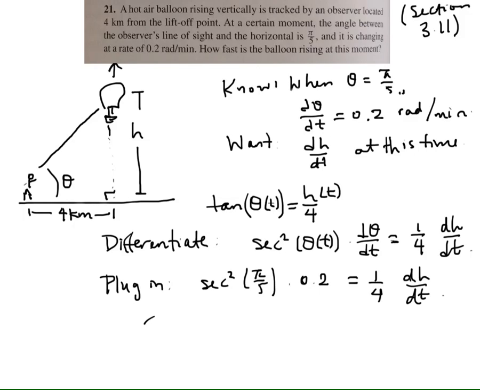So dh dt, that's the thing that we wanted to solve for, is equal to 0.8 times secant squared of pi over 5. And if I had a calculator, I could tell you what secant squared of pi over 5 is, but for now I'll just leave it like that.